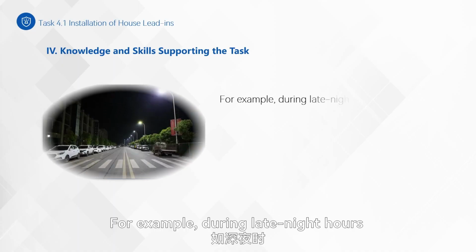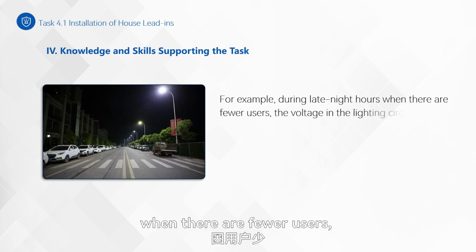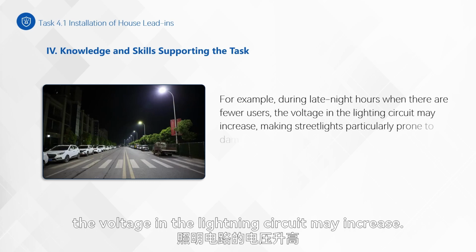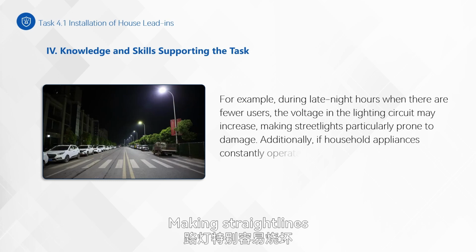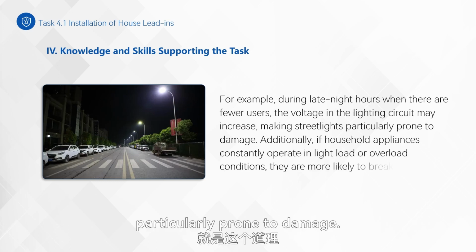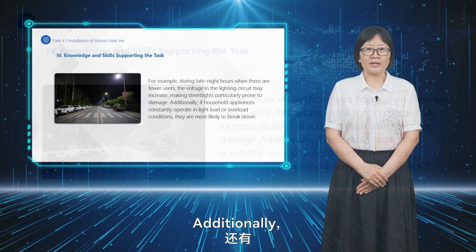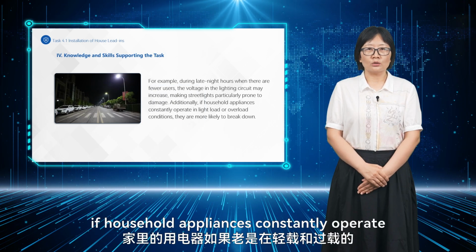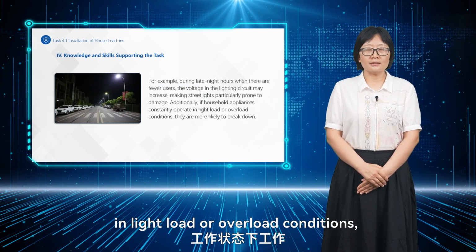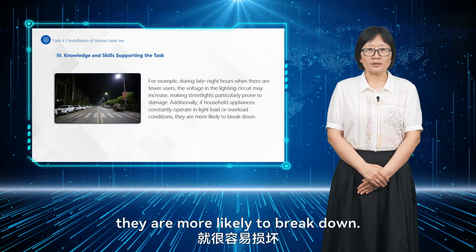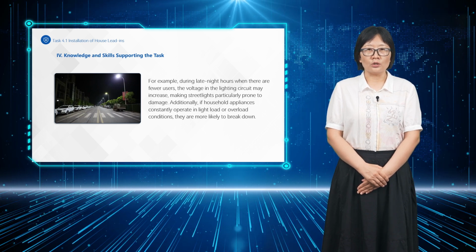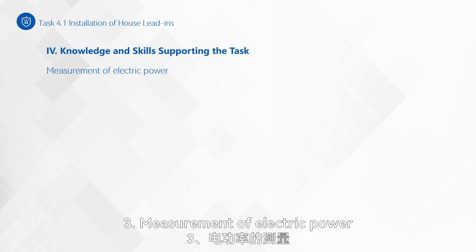For example, during late-night hours when there are fewer users, the voltage in the lighting circuit may increase, making streetlights particularly prone to damage. Additionally, if household appliances constantly operate in light load or overload conditions, they are more likely to break down. 3. Measurement of electric power.